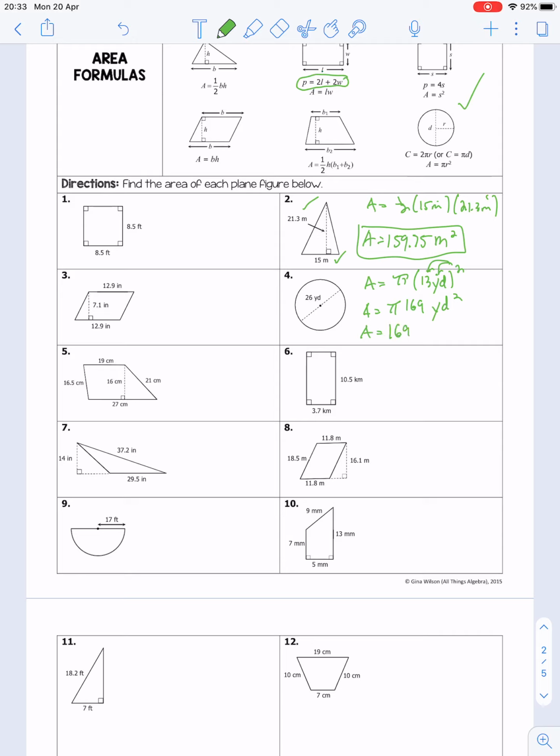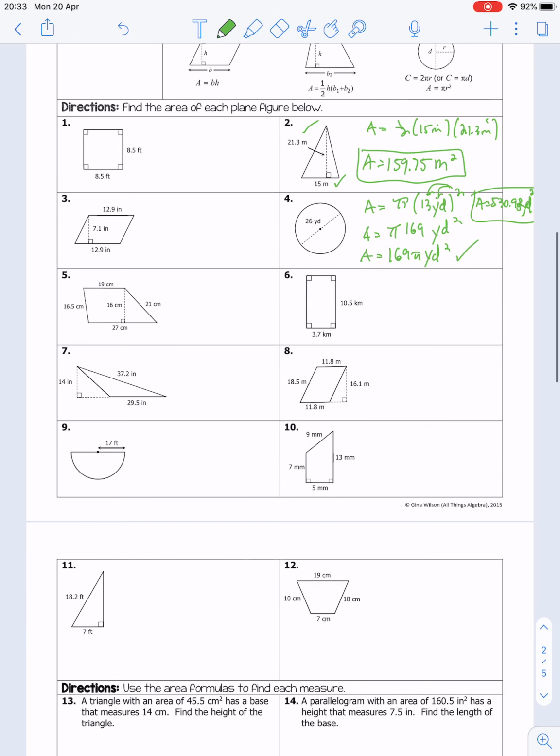So we get 169 pi yards squared. That's your exact answer, but let's put it into a decimal. So that's going to be 530.93 yards squared. Let's round up. There we go.